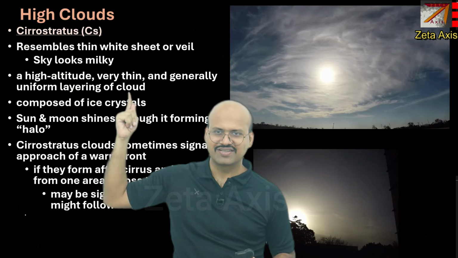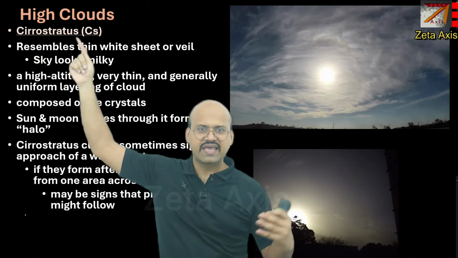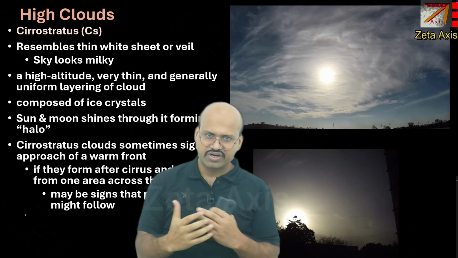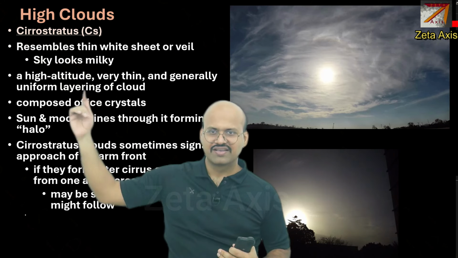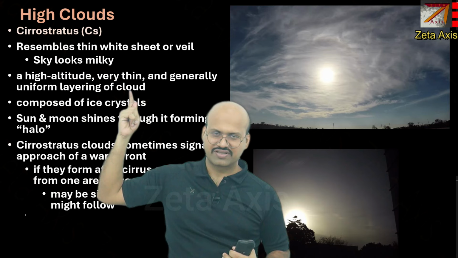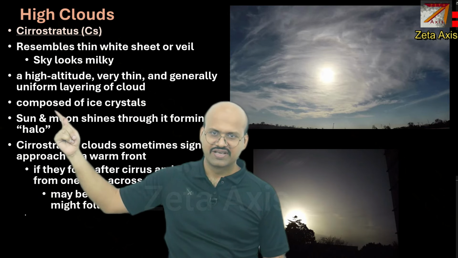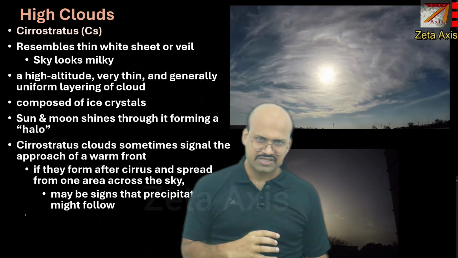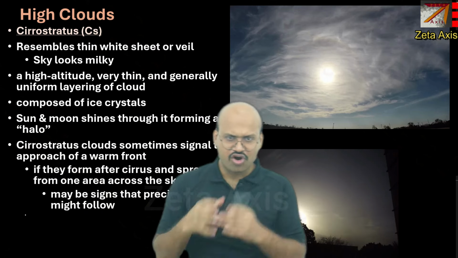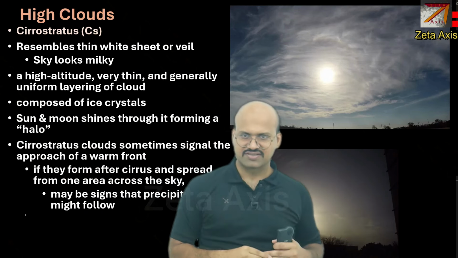So we have already seen that cirrus means high altitude and stratus means more evenly distributed. So these are uniform layering of clouds at higher altitudes. Because of the high height they are formed, they will have ice crystals because the temperature here is below freezing point. So the water will convert to ice crystals.